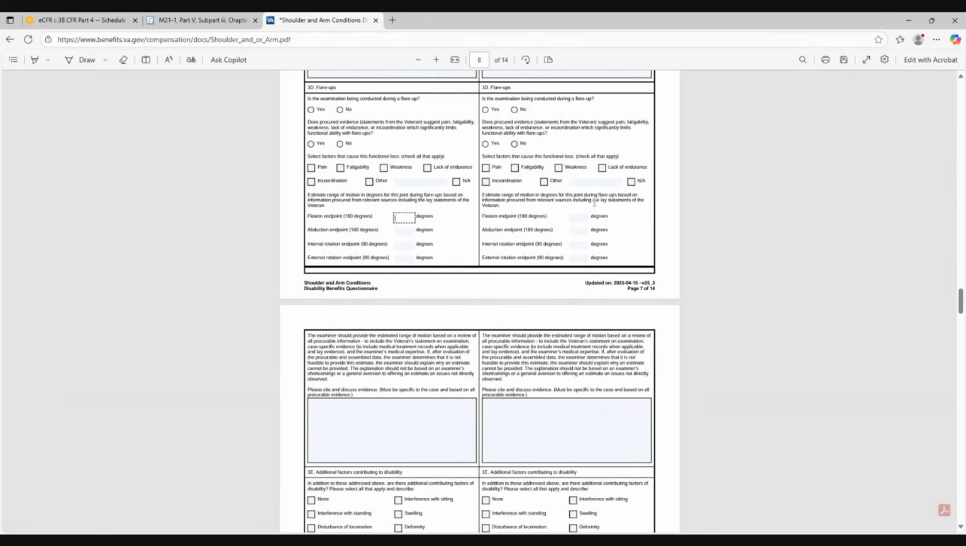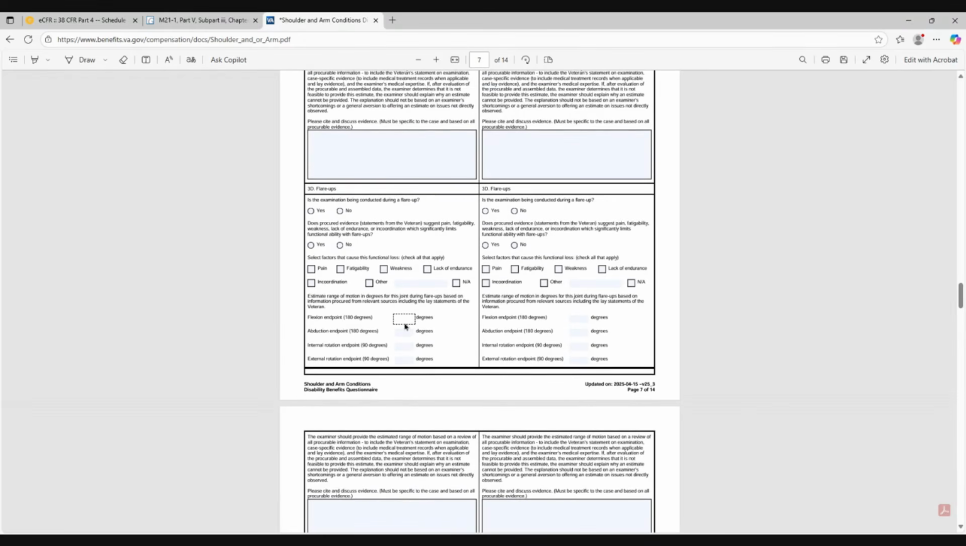Please make sure when you proofread this, I always suggest trying to get a copy of this after you get the rating to make sure that you were accurately assessed. But also, if you have a private DBQ, please make sure that the flare-ups are worse than other ranges of motion, because a flare-up is meant to be the worst instance, like the most limiting factor. It's like your worst day. That's what the flare-ups are.